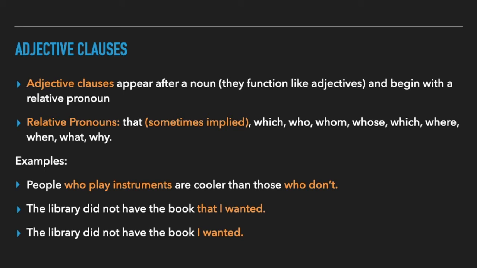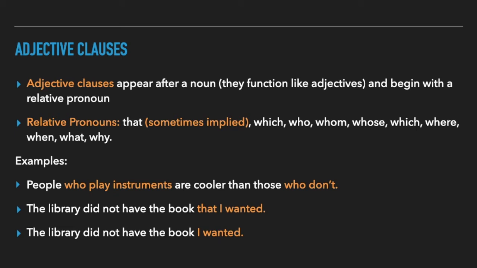Which, who, whom, whose, which, where, when, what, and why. Okay? And so any of these words can begin what's called an adjective clause. So I've given 3 examples below. You'll notice in the first example we have, people who play instruments are cooler than those who don't. Okay, so the adjective clause is "people who play instruments," and you'll notice it comes after the noun people.